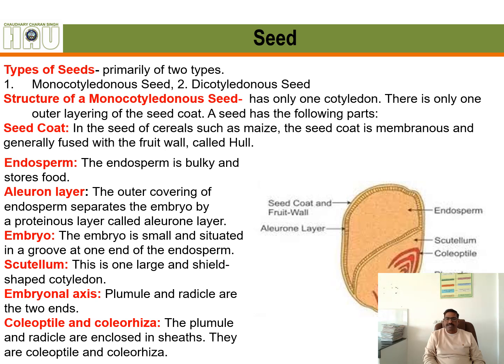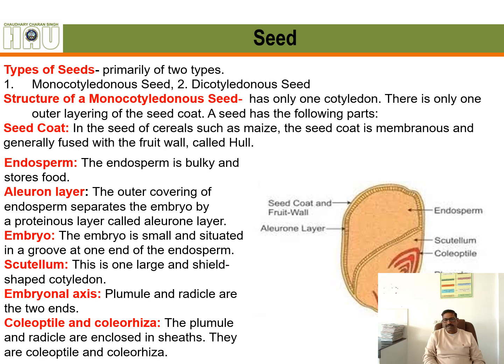Endosperm is the bulky stored food. Its main purpose is to supply the food material or nutrition to the developing embryo as well as the developing seedling. Aleurone layer. It is a proteinous layer which separates the endosperm and the embryo. And then the embryo is situated in a groove at one end of the endosperm, in which the developing root and shoot occur.